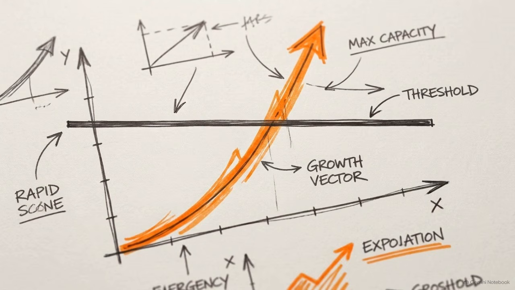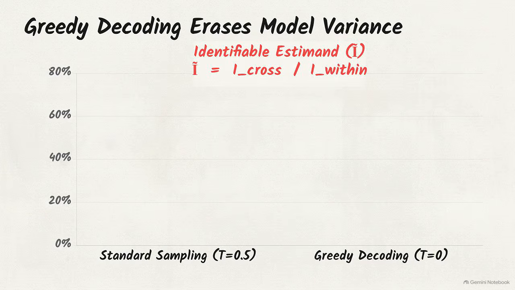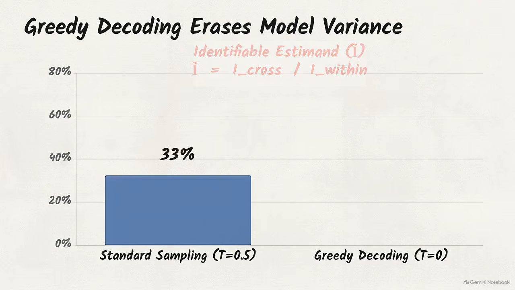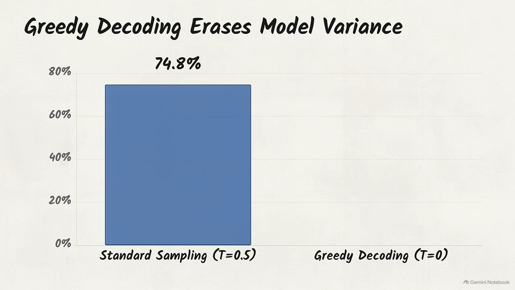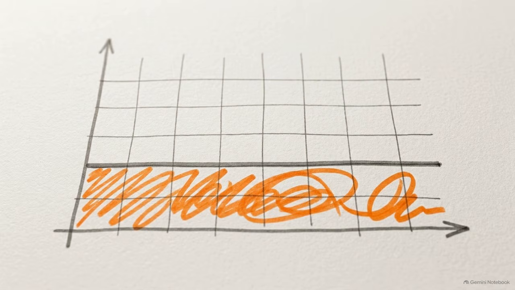The fourth filter handles C4, the reproducibility ceiling. The absolute gap between two traces is strictly bounded by a model's internal determinism. We shift to an identifiable estimand, a normalized ratio called I tilde. This chart shows model variance. At standard temperature, model identity drives 75% of variance, but switch to greedy decoding at t=0, and that variance collapses to just 5.7%. The apparent temperature dependence of the gap is an illusion caused by the reproducibility ceiling shifting down, rather than the true cross-lingual signal changing.